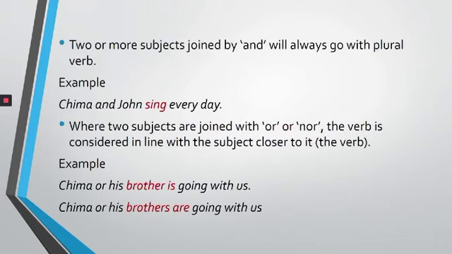Two or more subjects joined by "and" will always go with a plural verb. So we have, Chima and John sing every day. Now the use of "and" to join the 2 subjects converts it into a plural subject, which necessitates the use of a plural verb. So we have Chima and John sing every day, as opposed to Chima and John sings every day.